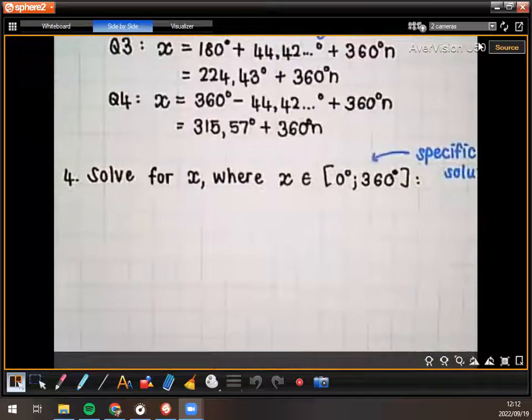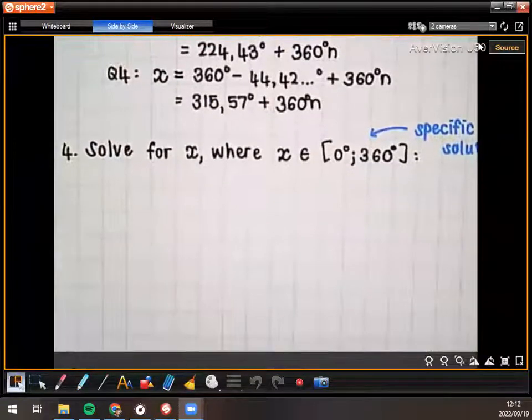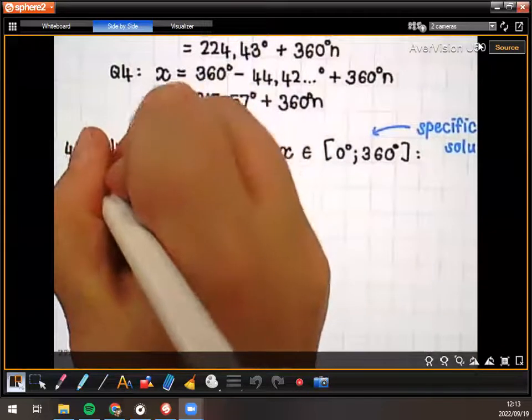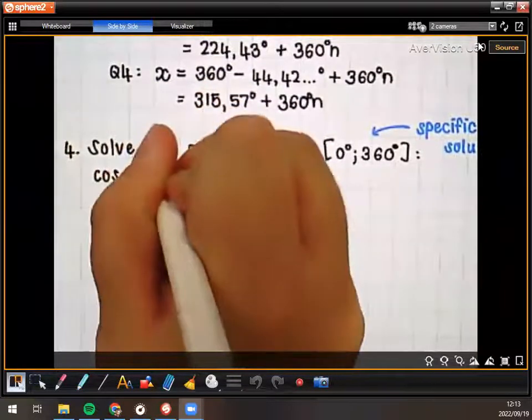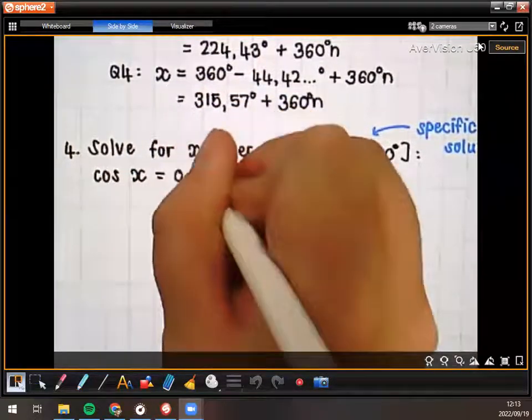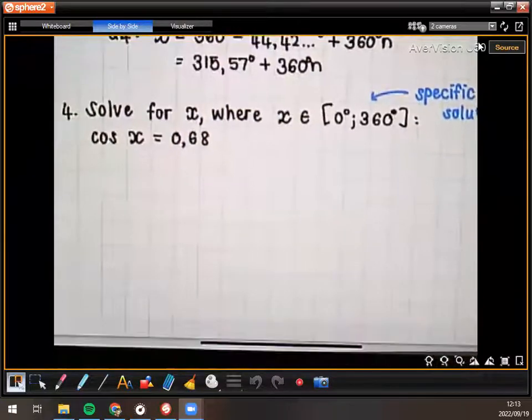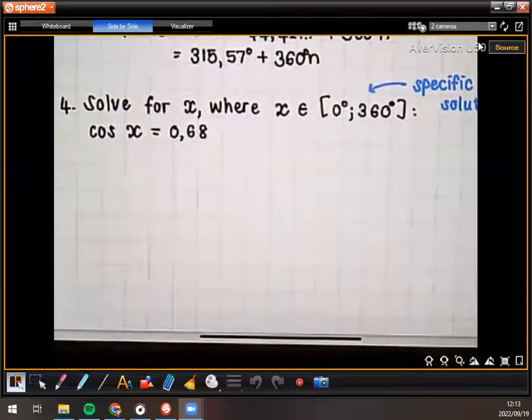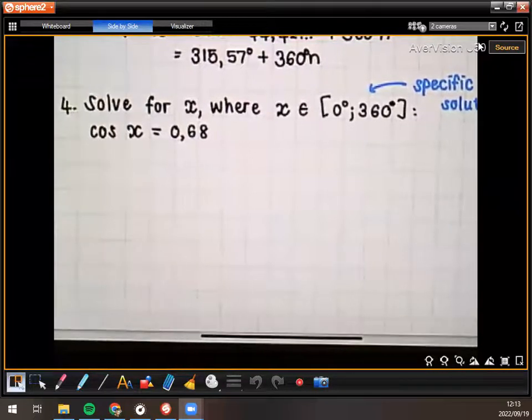Okay, so I'm going to do a very simple one so that it doesn't take too long. Let's do cos x equal to 0.68. So the trig ratio is already isolated. We don't have to move anything across. It's already cos x equal to a number.